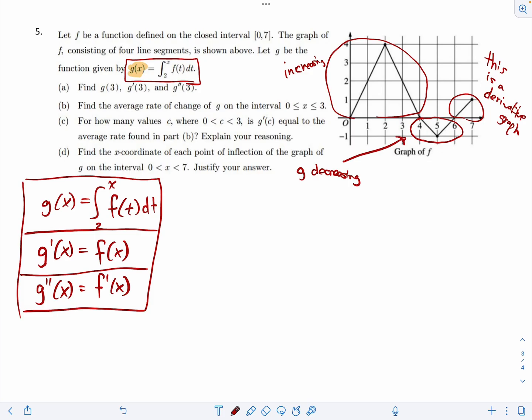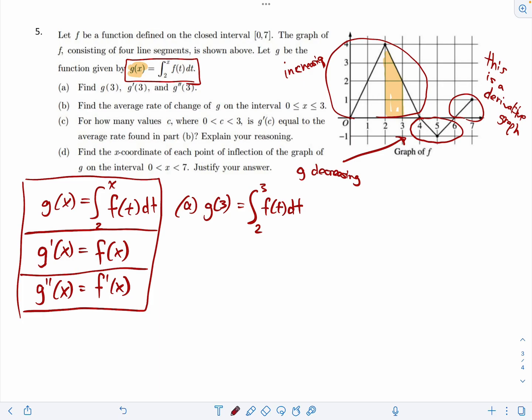So I haven't even done any pieces yet, but that's where your mind needs to go, because a long time ago we did this with polynomials. Now it's integral functions. So here's part A. Find G of 3. I'm just going to follow the rules of what G is. It is the integral from 2, now 3 instead of x, of f of t dt. So I'm looking for, from 2 to 3, this area, which happens to be a trapezoid.